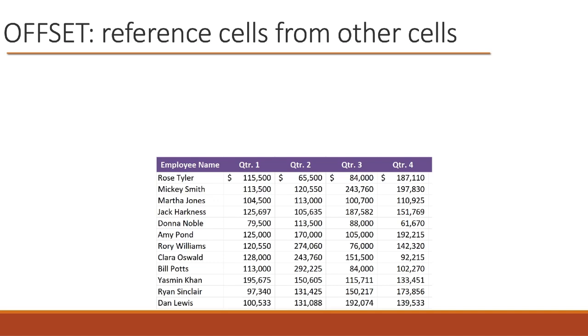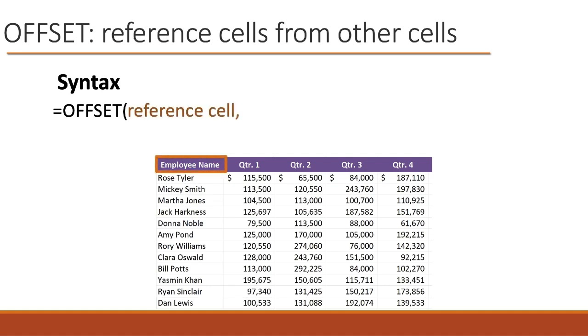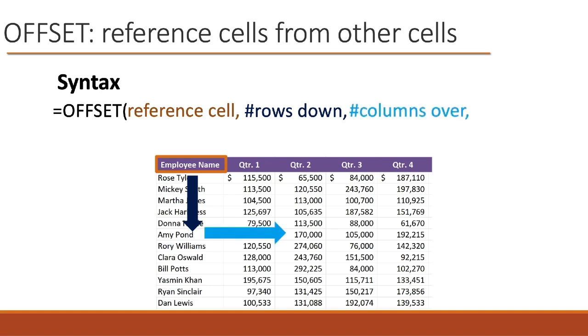The offset function has 5 arguments. We say equals offset, open the parenthesis, and the first argument is the reference cell. In this example, the reference cell is the column header of the first column. The second argument is how many rows down do we want to use? Next argument is how many columns over do we want?